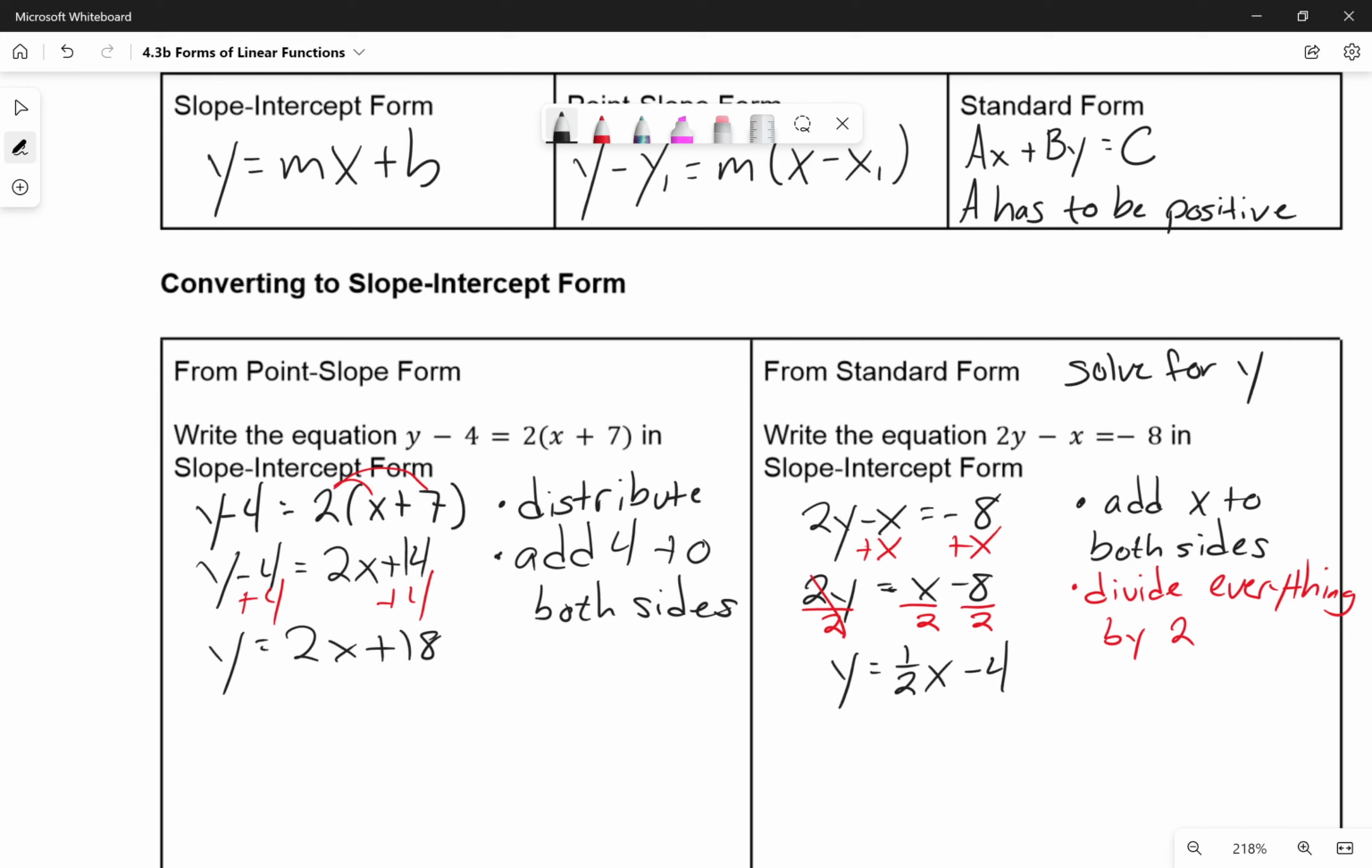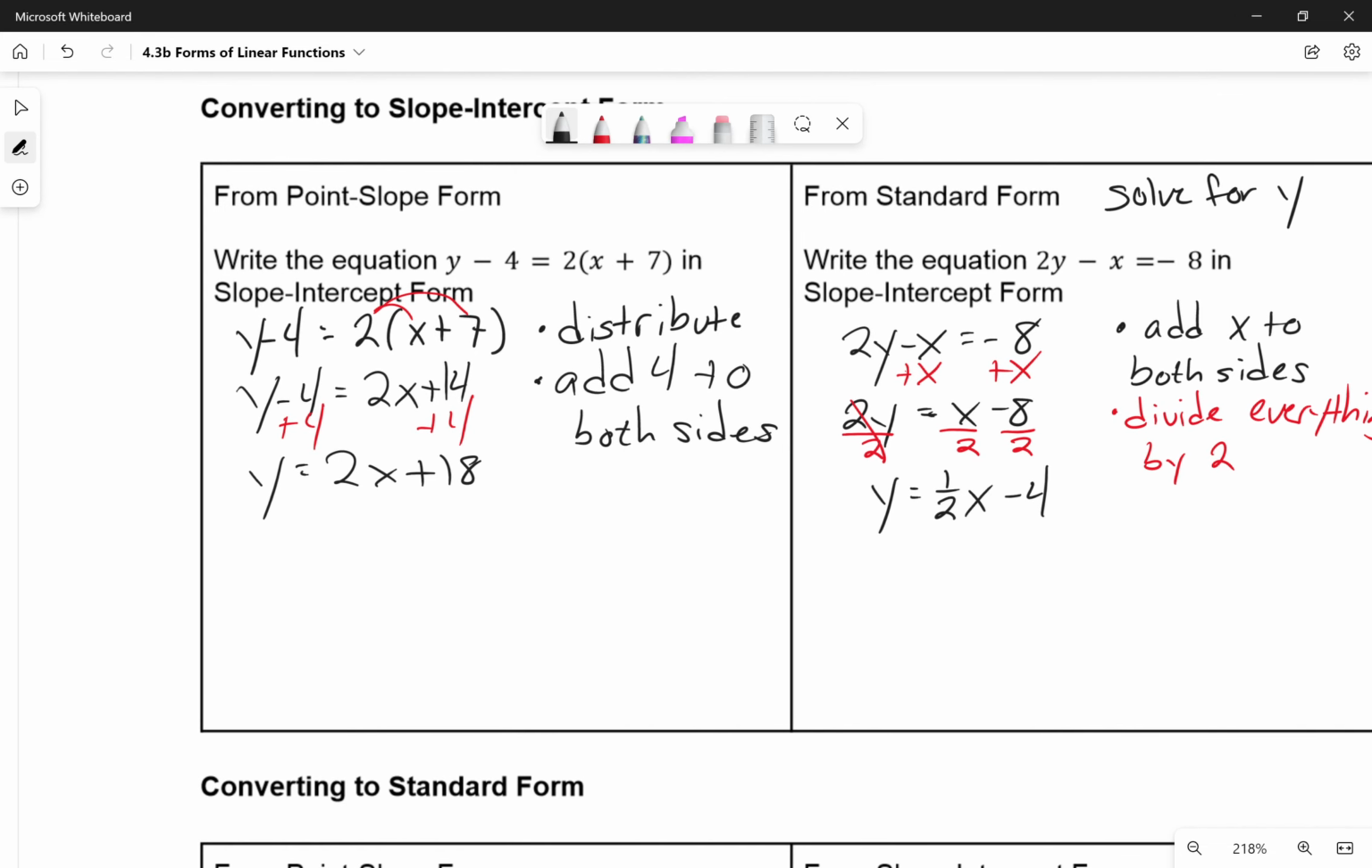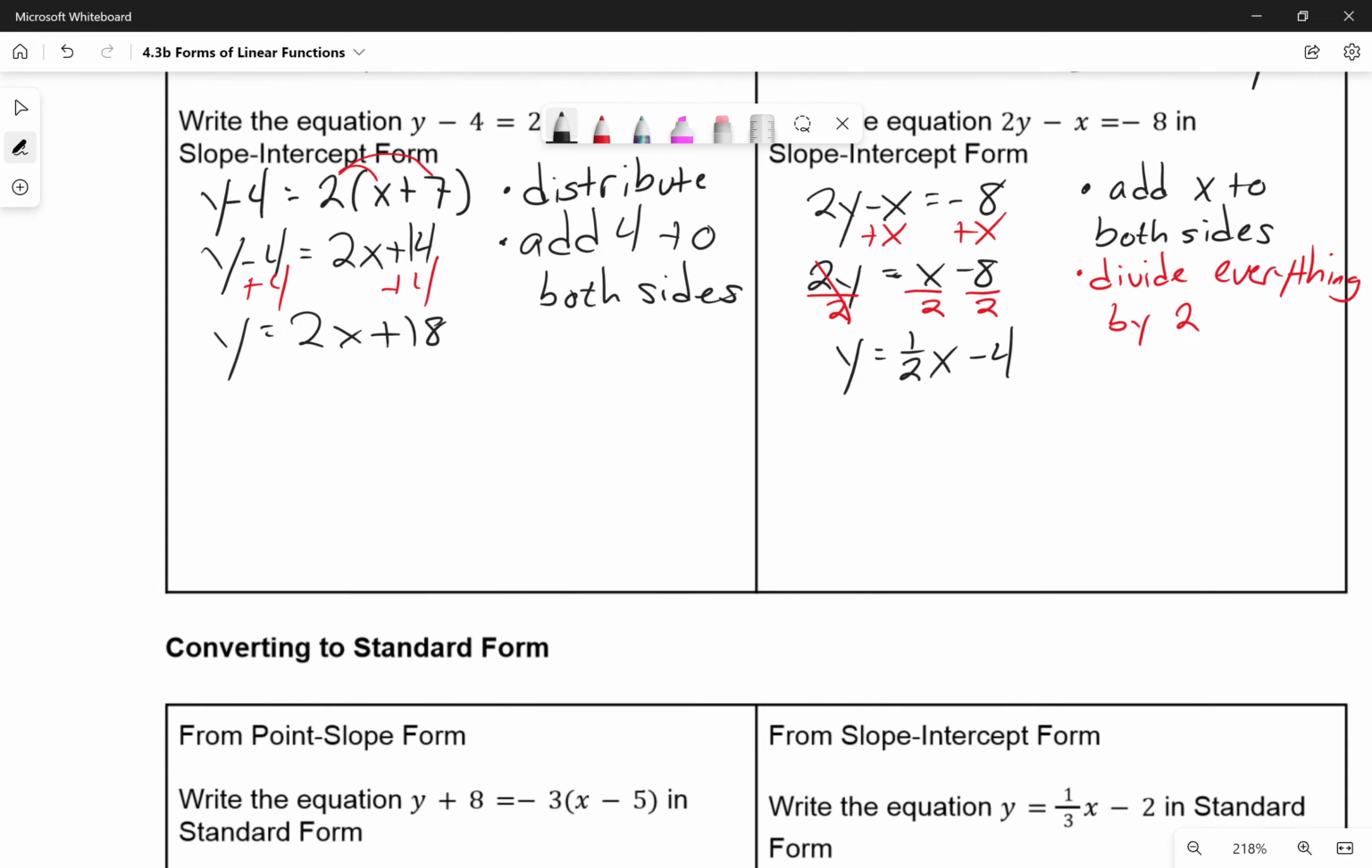So when you're converting to slope-intercept form, the main process is to solve for y. Trust the algebra, because sometimes it doesn't look nice, but trust the process of order of operations and it can get you there.